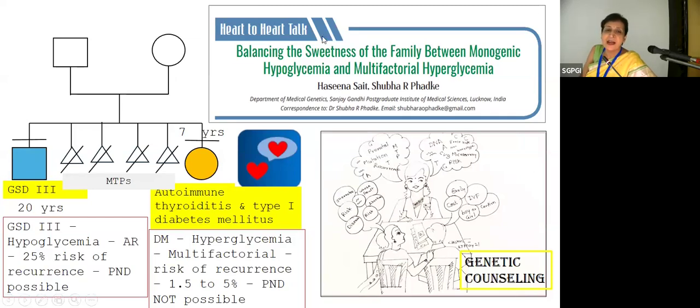And lastly, I would end by saying this we have written under Heart to Heart Talk, balancing the sweetness of family between monogenic hypoglycemia and multifactorial hyperglycemia. So this 20-year-old boy was diagnosed with GSD3, and the parents were so terrified that they kept on terminating pregnancies for the fear of having another child with the same disorder. But finally, they took some courage, and then they had a girl who was normal. And then by chance at 7 years, she developed diabetes. So they were really terrified. And then they came to us.